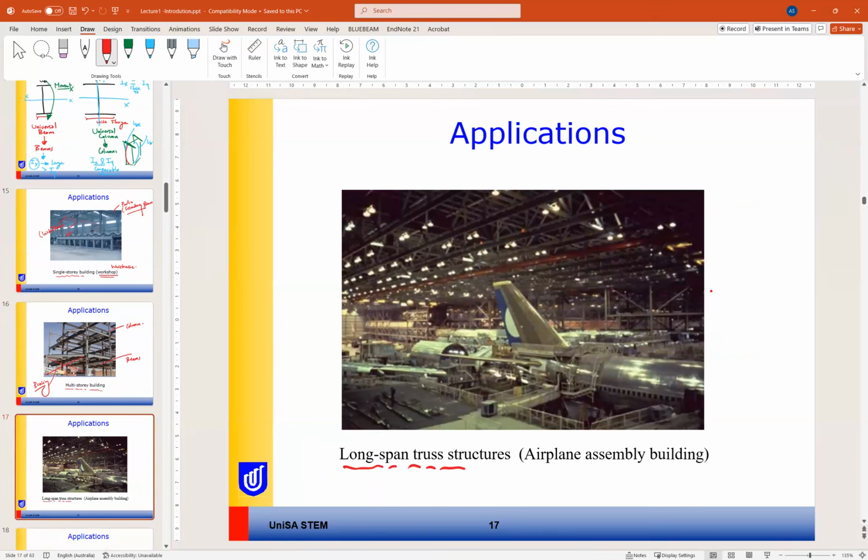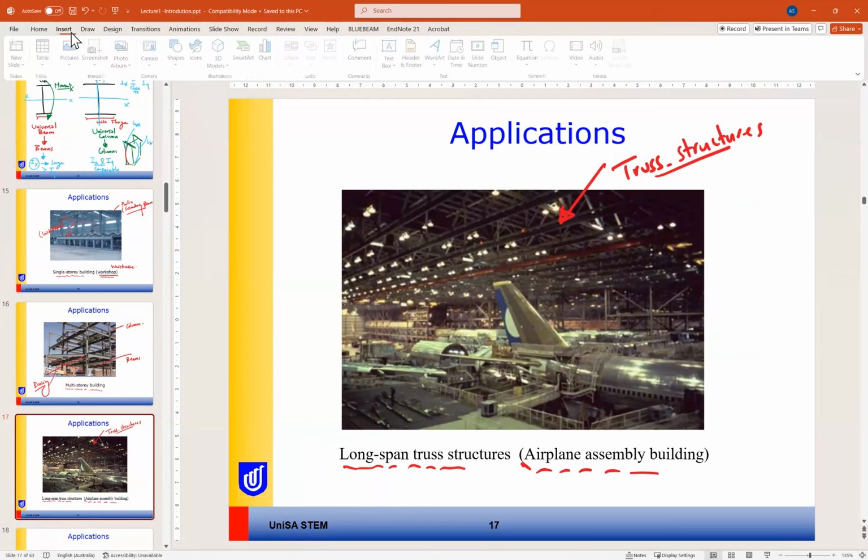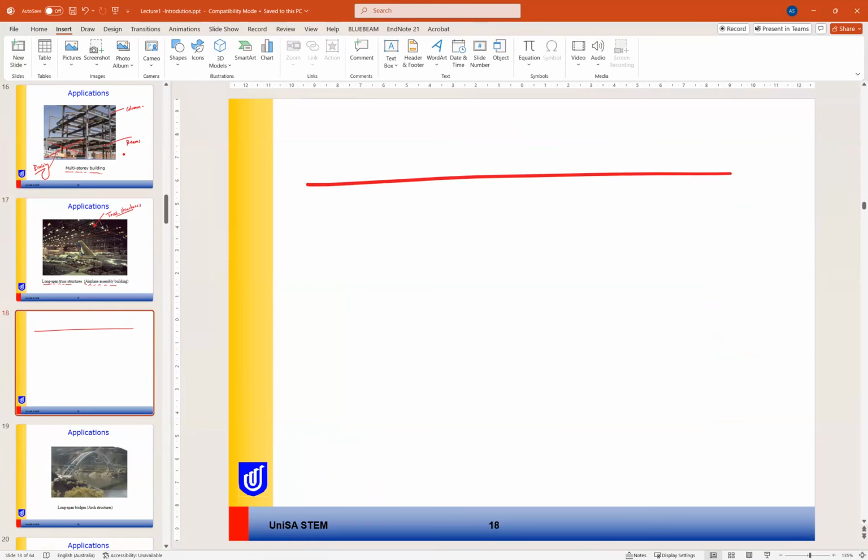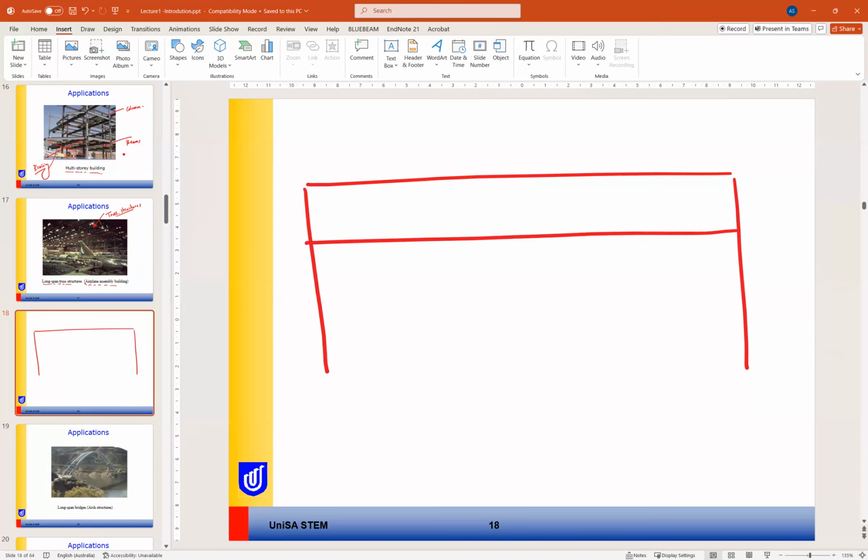Another application is long span truss structure. Like on the top here, can you see the truss structure? So for example, if you have a very large span and you want to cover it without any internal column, you may need to cover this with a truss. The system, instead of a solid frame, can be a truss.